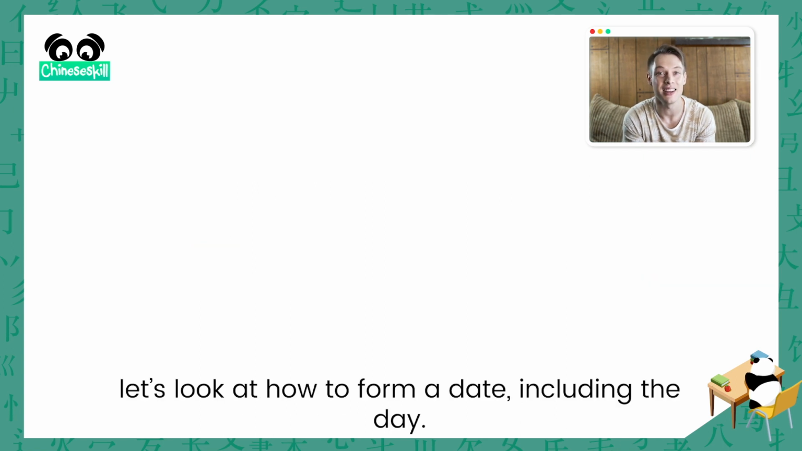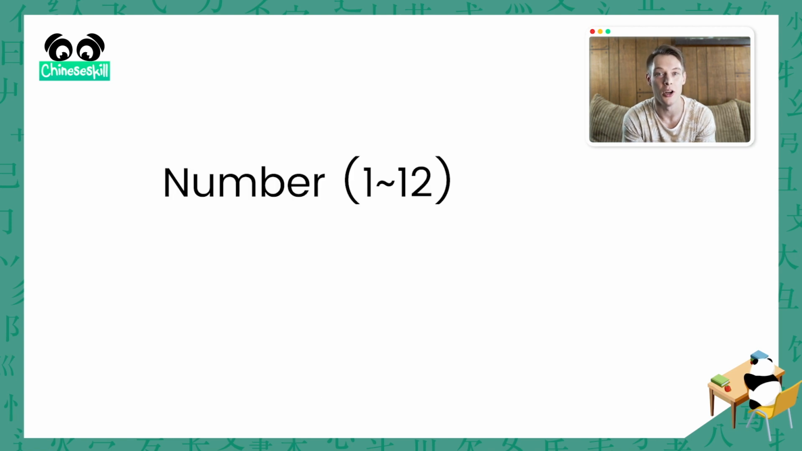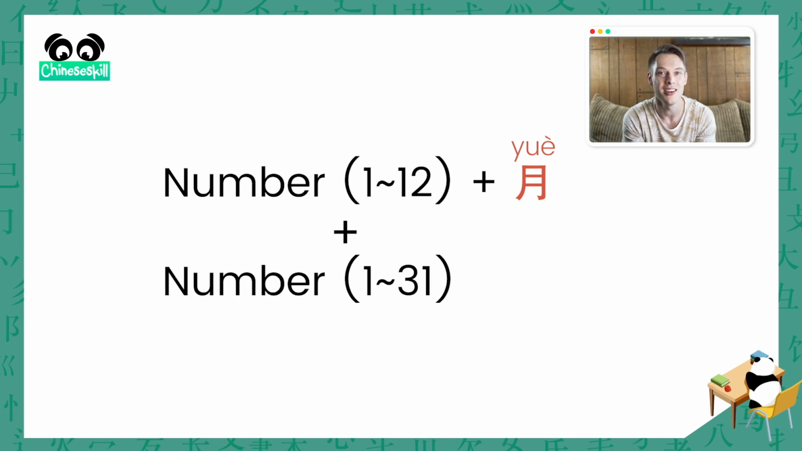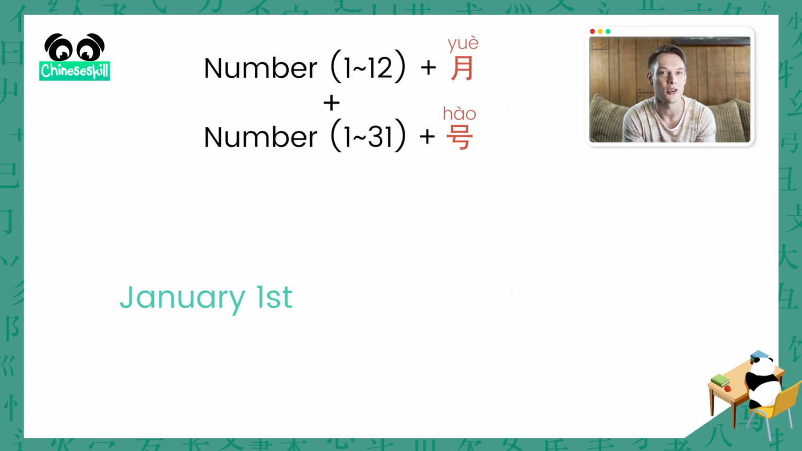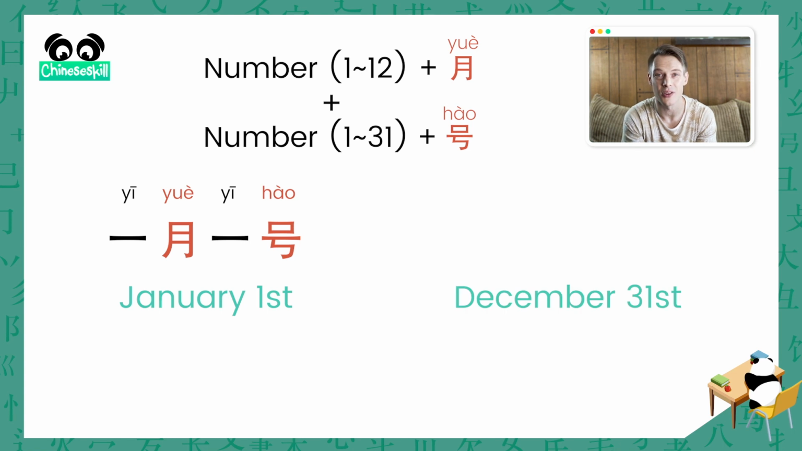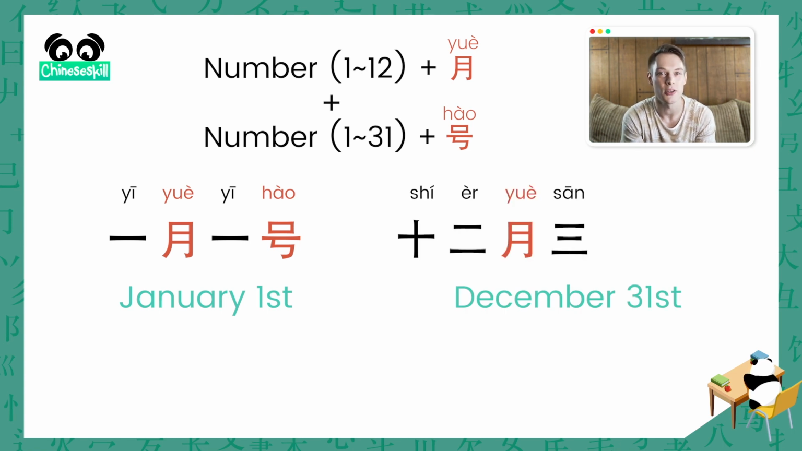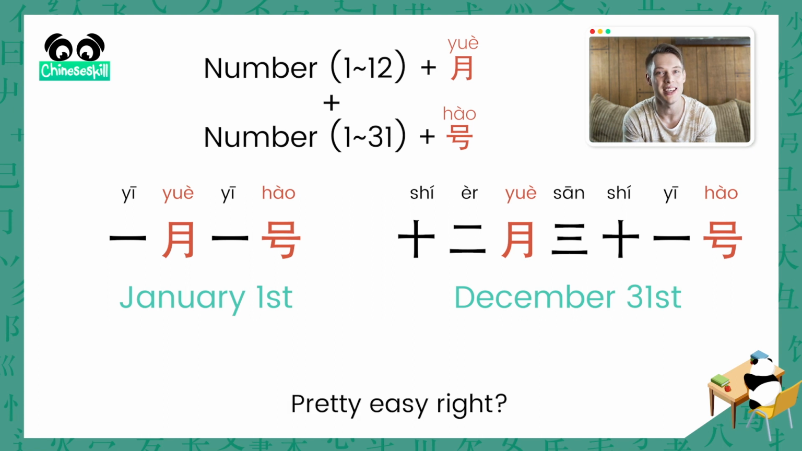Now that we know the months, let's look at how to form a date, including the day. To do this, we use the following structure. A number 1 through 12 plus 月, plus a number 1 through 31 plus 号. 号 can mean day when used in dates. So for example, January 1st, 1月1号. 1月1号, January 1st. And December 31st, 12月31号. 12月31号, December 31st. Pretty easy, right?